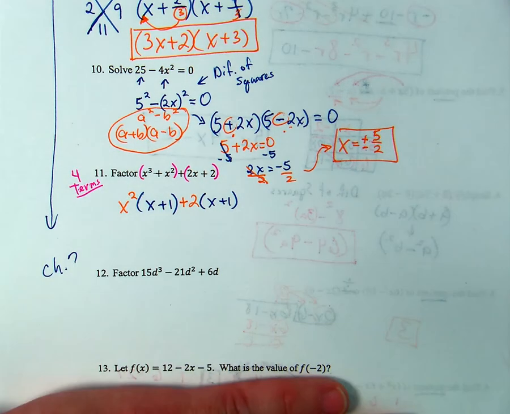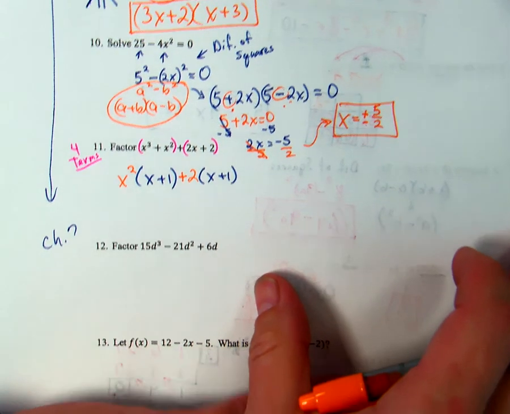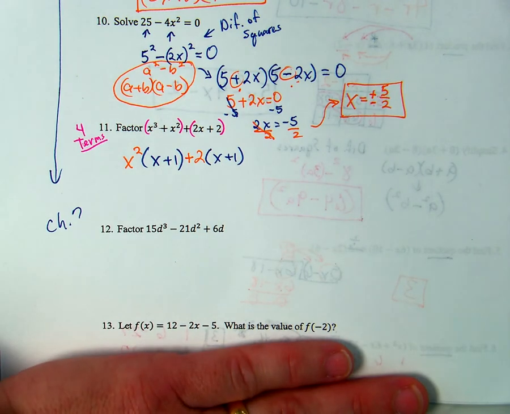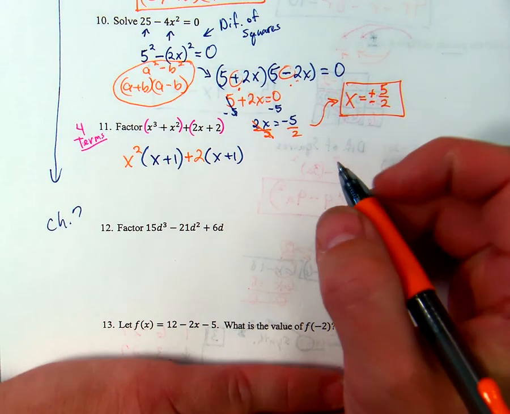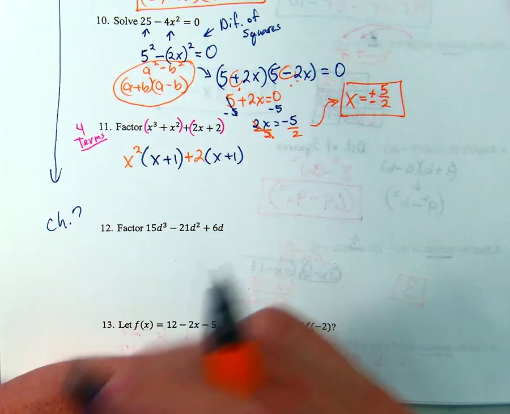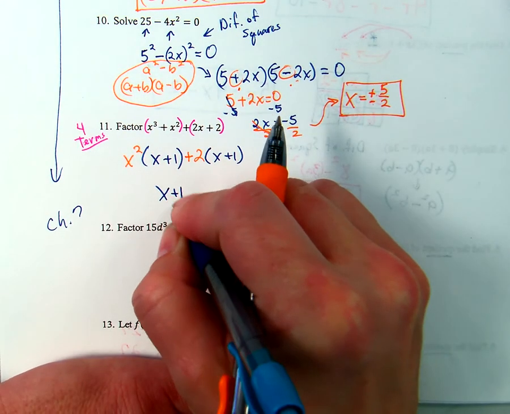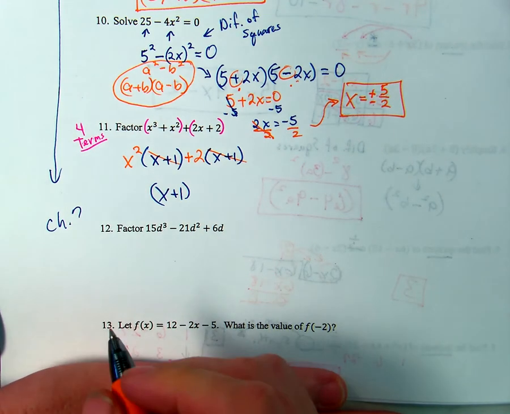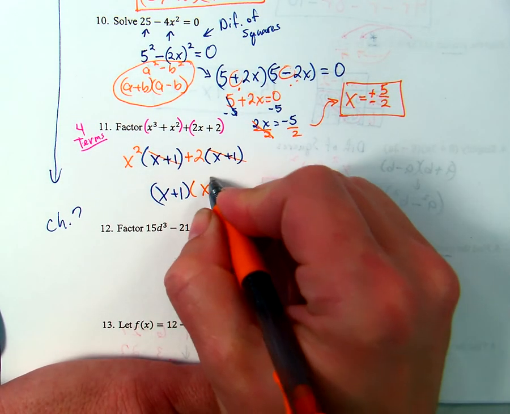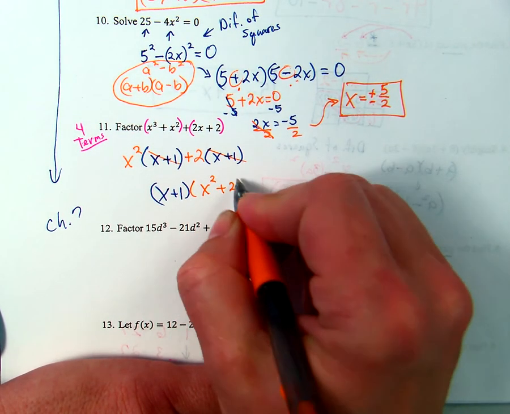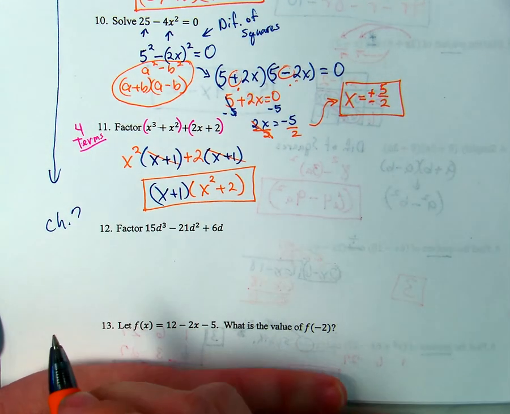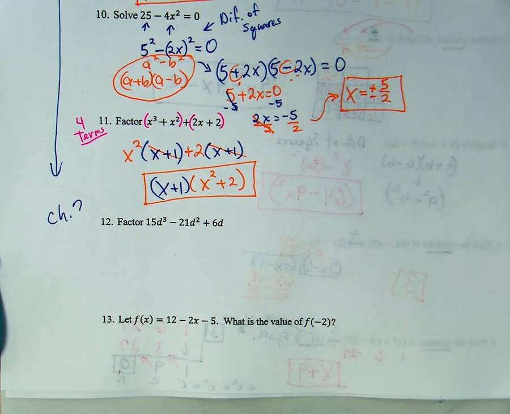And the colors make it real easy to see, but what's the common factor in both of these terms here? And it's the x plus 1. So, if I factor out an x plus 1, I'm going to take that out of both of these. Here, what is left is going to be an x squared plus 2. And that is about as far as we can go in factoring out that expression. X plus 1 times x squared plus 2.